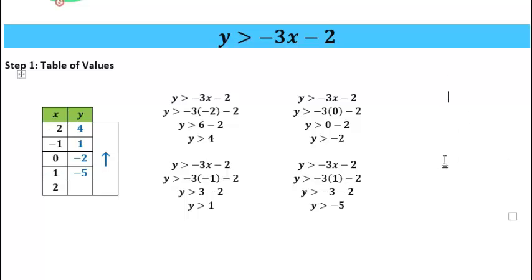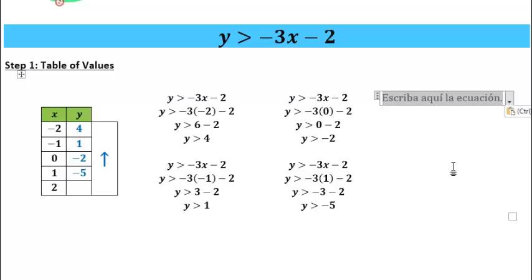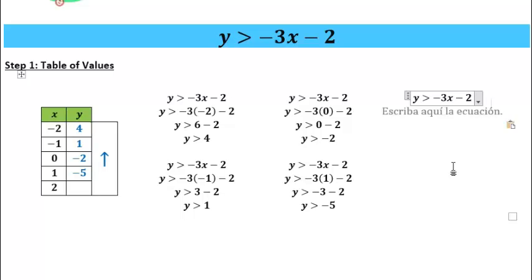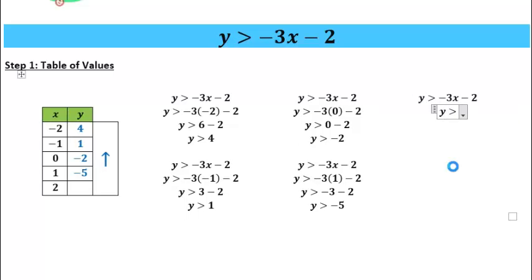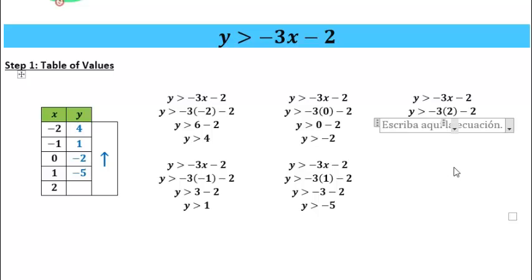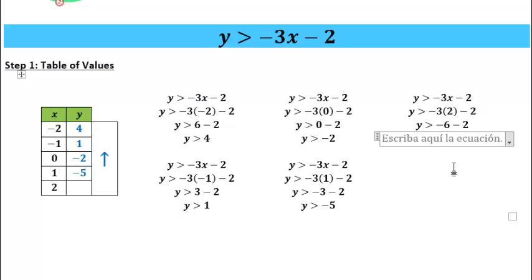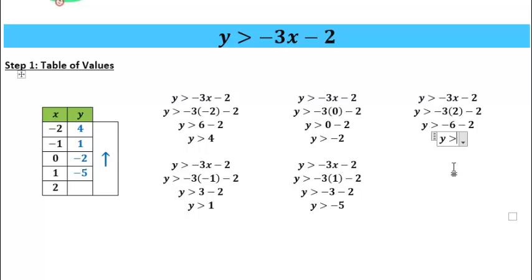And we're just missing the last one, which is positive 2. So we're gonna copy the formula again, minus 3x minus 2, and you're gonna substitute, instead of the x, you're gonna put inside parentheses 2. So I copy minus 3, instead of the x I put positive 2, and then I copy the minus 2 from the formula. So y greater than minus 3 times 2, that will give me negative 6, and I copy the minus 2, and I finish the operation. Minus 6 minus 2, that will give me negative 8. Okay, so I put minus 8 as the answer on the table of values.